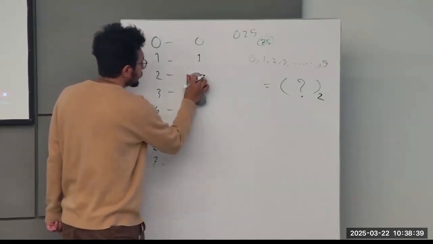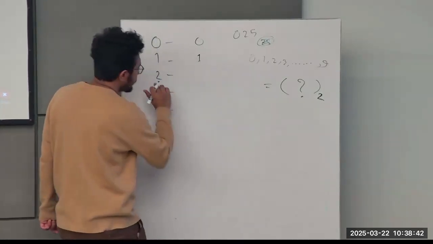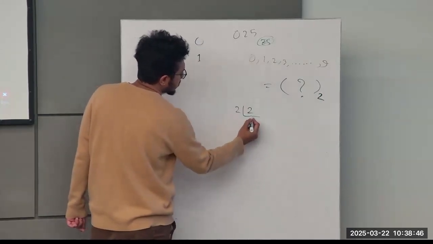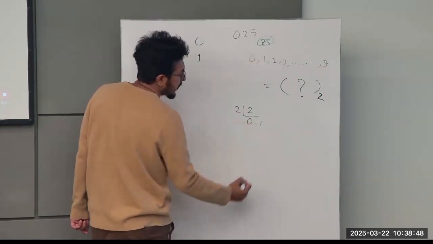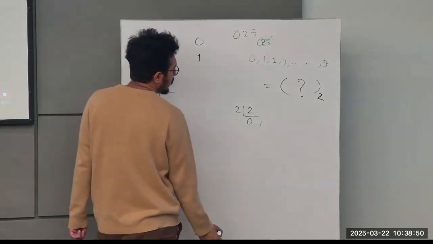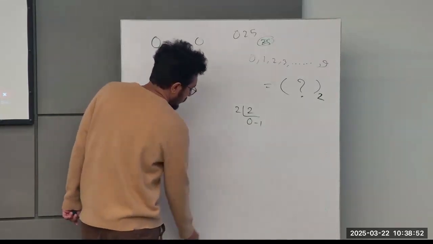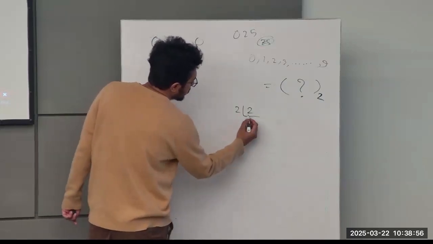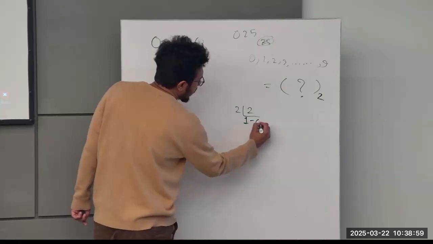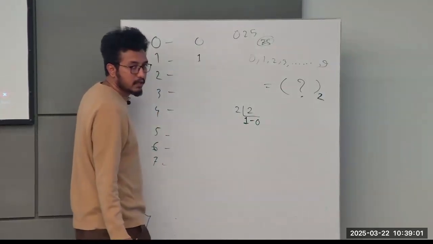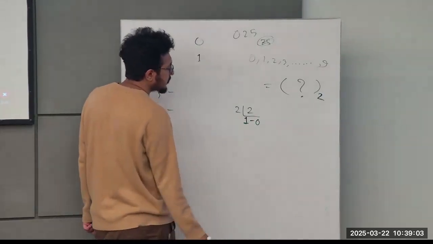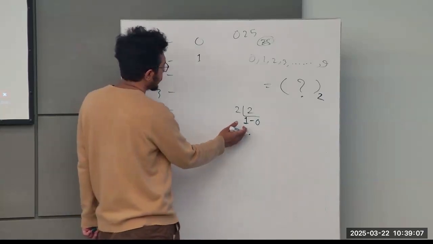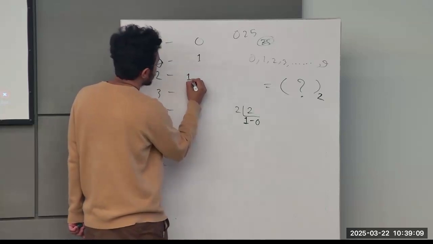If you convert 2, what does this give you? If you divide 2 by 2, the result is 1 but the remainder is 0, right? The result is 1 and the remainder is 0. And whenever this comes, this is the end of the binary conversion. So 2 is basically 1, 0.